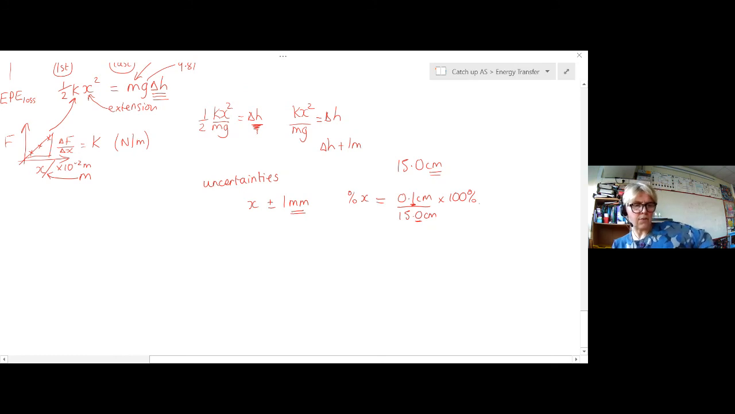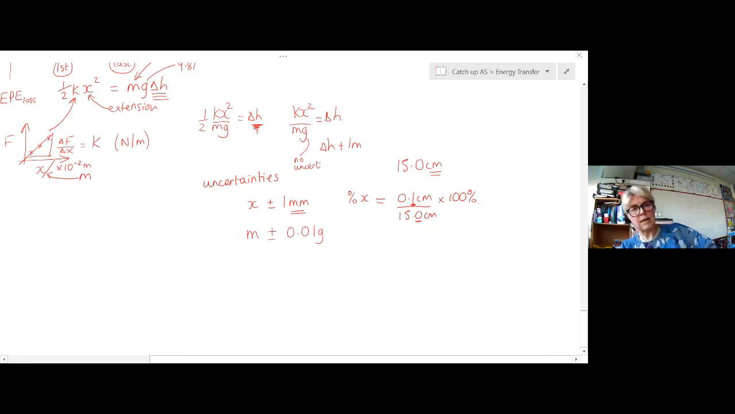Okay, so that's X. My percentage uncertainty in G won't have anything because it's a constant, so no uncertainty in G. We don't have to worry about that. Let's have a look at my mass from my mass balance. Well, my mass balance could read to the nearest 0.01 of a gram.